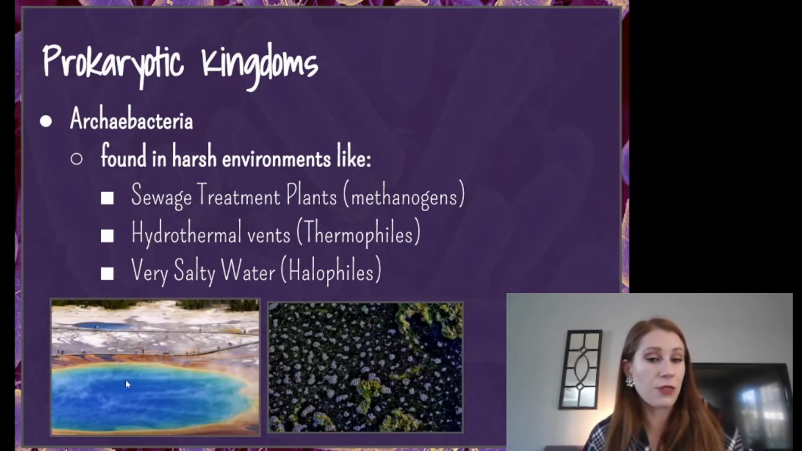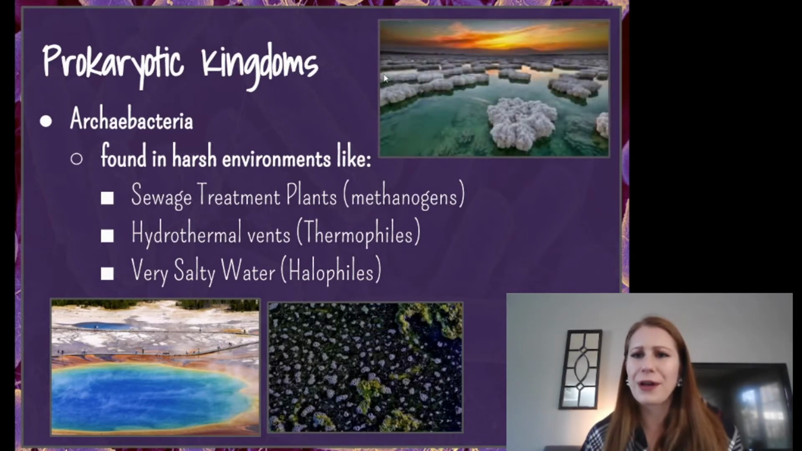Over here, we have our thermophiles. So these are hydrothermal vents, really hot springs. And the orange around the outside, that's the bacterium. So the blue is the water, but around the outside, that orange concentration, those are the bacterium colonies.